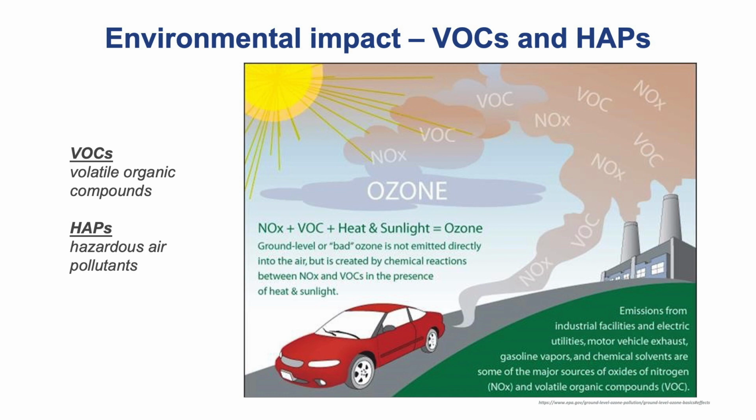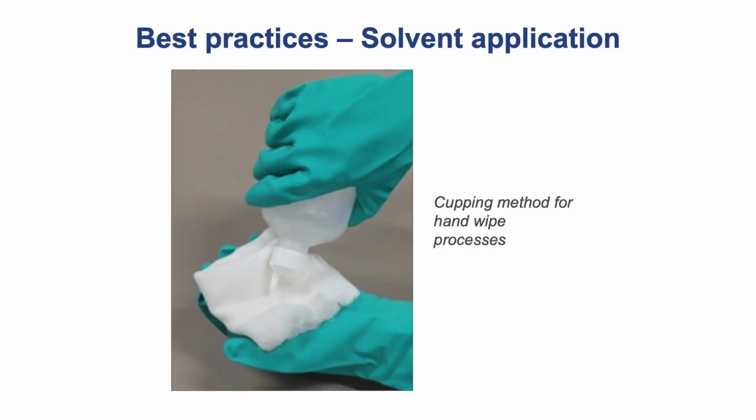Some solvents even contain hazardous air pollutants, or HAPs. By reducing the amount of solvent we use and practicing proper usage, storage, and disposal techniques, we can help reduce VOCs and HAPs in the environment, promoting a sustainable and healthy future. There are several practices that can be done every day to ensure you are playing a part in solvent reduction.